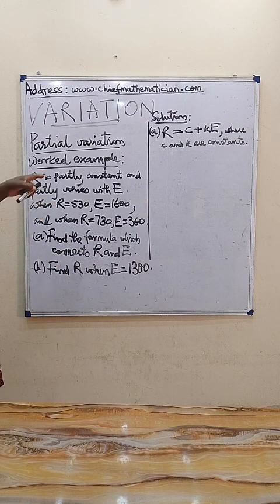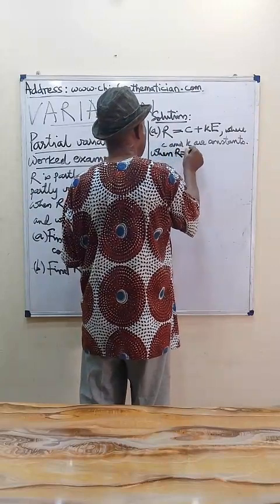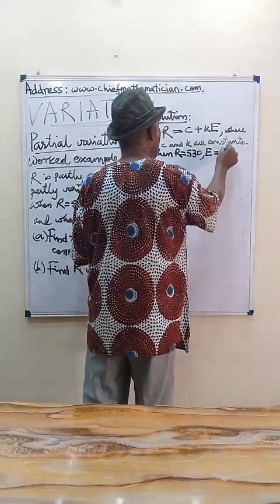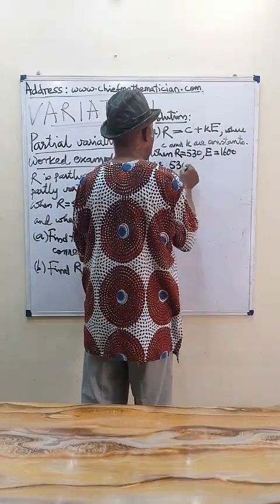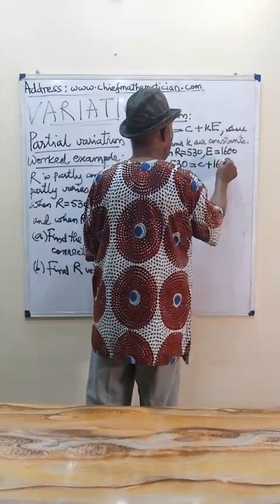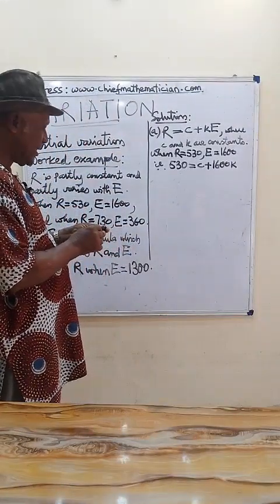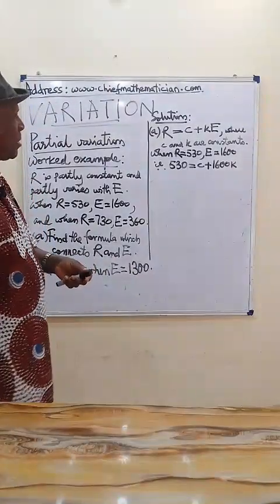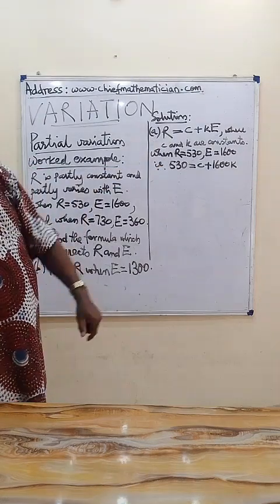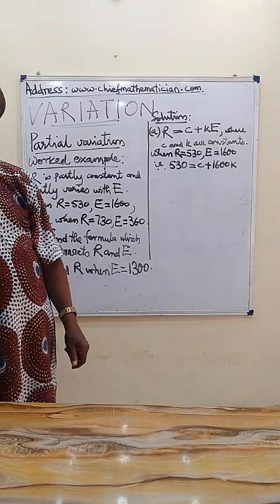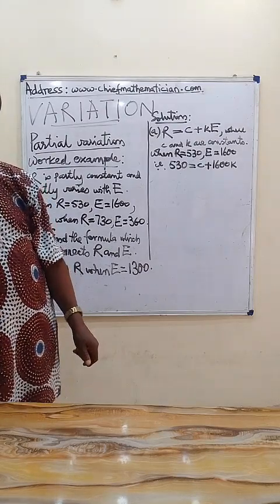When R is 530, E is 1600. That is, we are saying that 530 is equal to C plus 1600K. C and K are constants. And so now we have an equation which leaves us with C and K. It looks like we are going to generate two simultaneous linear equations to enable us find the values of C and K.